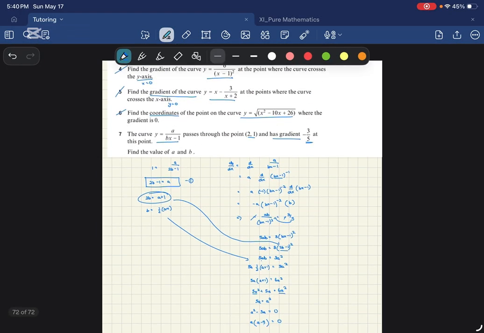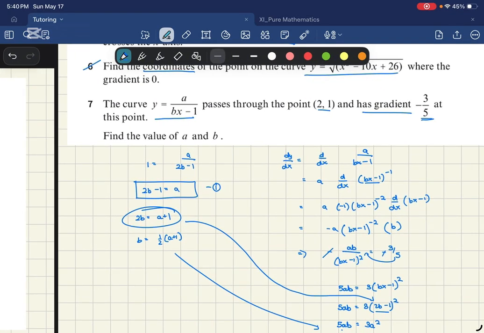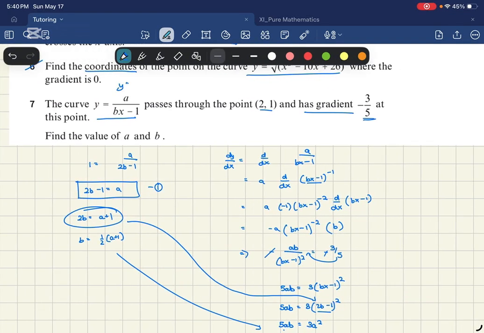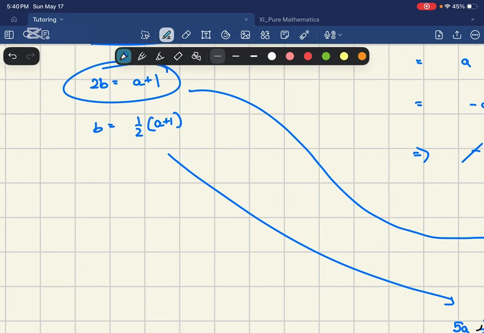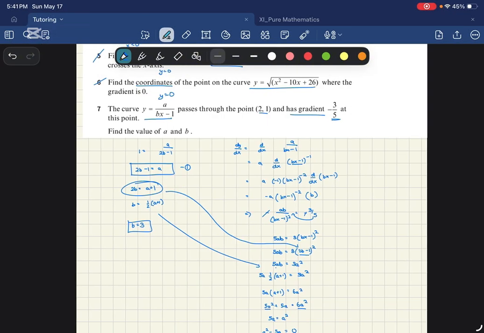All right. So remember, a cannot be 0. Otherwise, this would just be 0, and the gradient would be 0 at all points, right? So a cannot be 0. So therefore, a minus 5 has to be 0. So a has to be equal to 5. And now you can solve for b. You just substitute it here. You'll get b is equal to (5 plus 1) over 2. 6 by 2 will give you b equals 3 as your solution. And that is it for this topic.